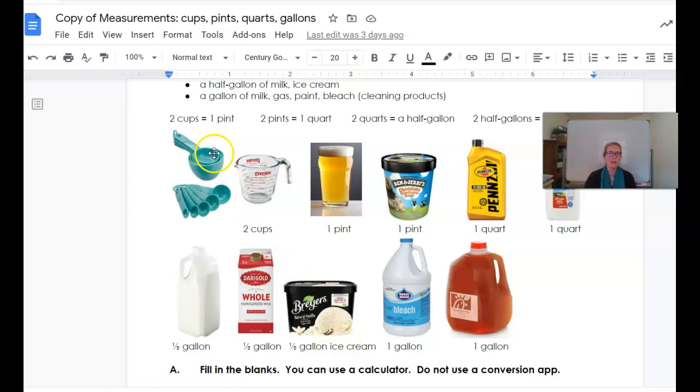And then a gallon, sometimes you can buy a gallon of milk. They're the bigger bottles. A gallon of gas, right, is the measurement for getting gas in your car. A gallon of paint. A gallon of bleach. Here's a gallon of bleach. Or a gallon of juice. If you have a gallon of milk, it looks like this often, the same bottle. Many cleaning products you can buy in gallons.